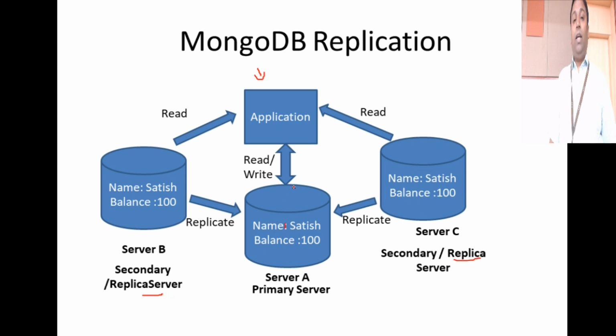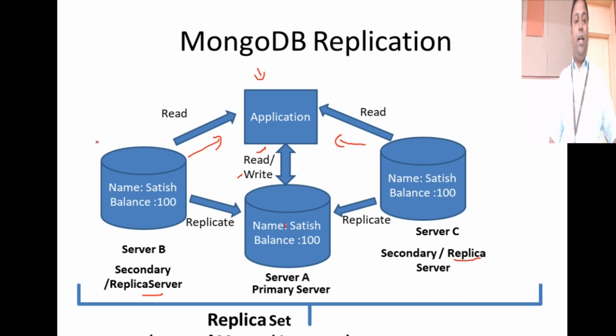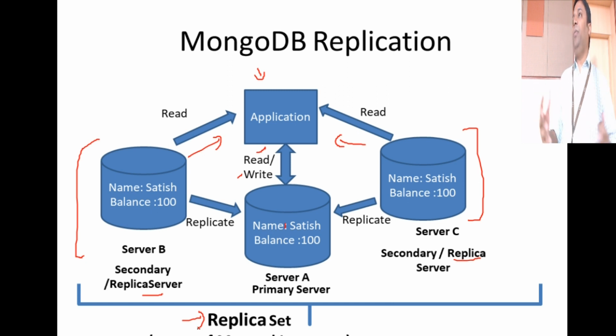So when you take a closer look at this, the application can read as well as write data only from this primary server or the master server. It cannot write data to the secondary servers. It can only read data from the secondary servers. So this is the concept, and you call this entire set of servers that maintain the same copy of data a replica set. In MongoDB, these three servers that maintain the same copy of data, you call that to be a replica set.